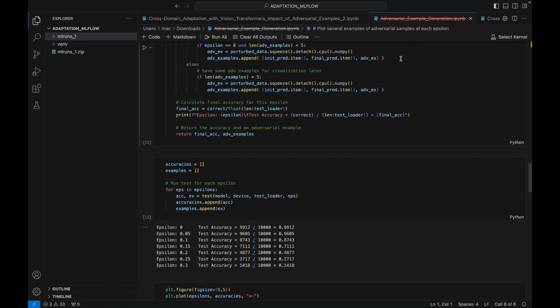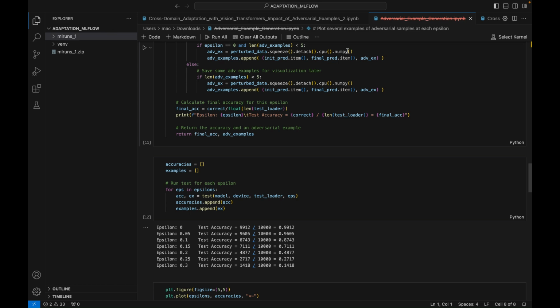Another is cross-domain adaptation. Here we use the adversarial example generation. This explores the effectiveness of vision transformers in cross-domain adaptation techniques. Our study aims to investigate how adversarial examples crafted in one domain impact the performance and robustness of ViTs trained on a different domain. By examining ViT's behavior under adversarial conditions, we seek to uncover insights into their adaptability and vulnerability across diverse datasets and domains.